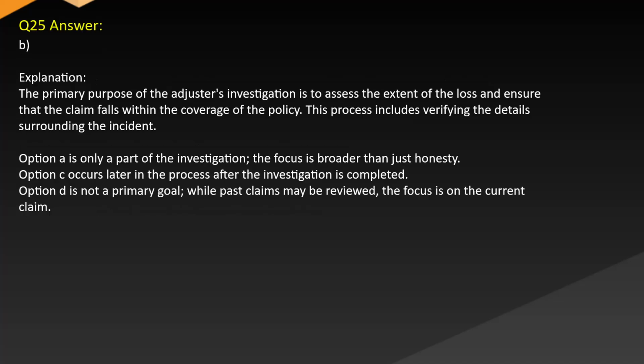Answer B. Explanation. The primary purpose of the adjuster's investigation is to assess the extent of the loss and ensure that the claim falls within the coverage of the policy. This process includes verifying the details surrounding the incident. Option A is only a part of the investigation if the focus is broader than just honesty. Option C occurs later in the process after the investigation is completed. Option D is not a primary goal. While past claims may be reviewed, the focus is on the current claim.